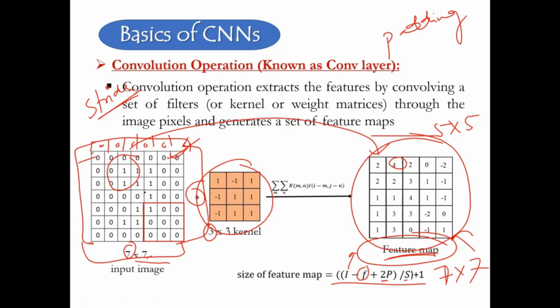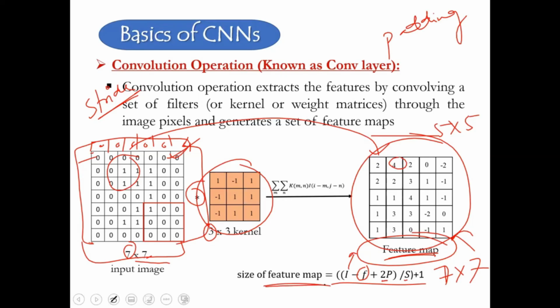This padding P and S can be different. You can have a padding of 2 zeros on each side. You can have a padding of 1 zero on each side. You can have a stride of 1, which means you are shifting one position at a time. You can have a stride of 2, that is, you are shifting 2 positions at a time. Ultimately all these variables will determine the size of the feature map.